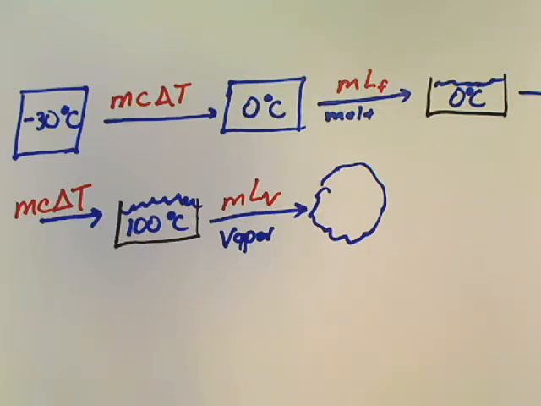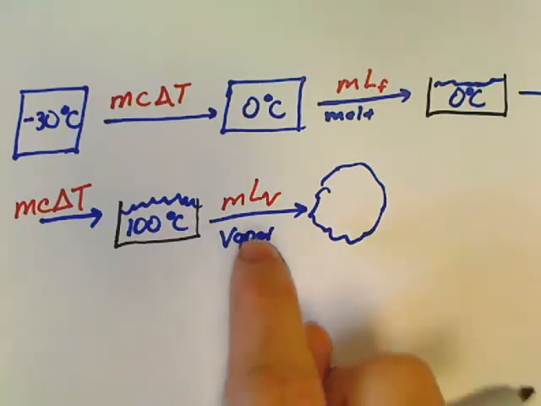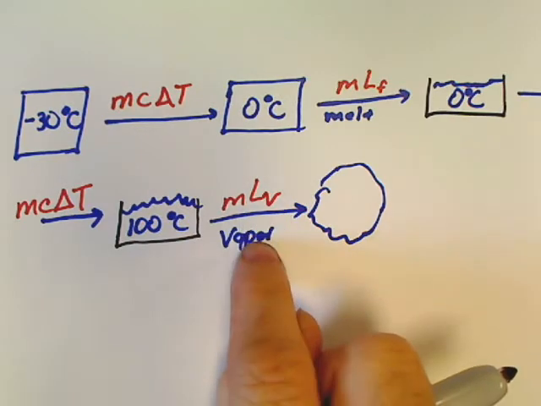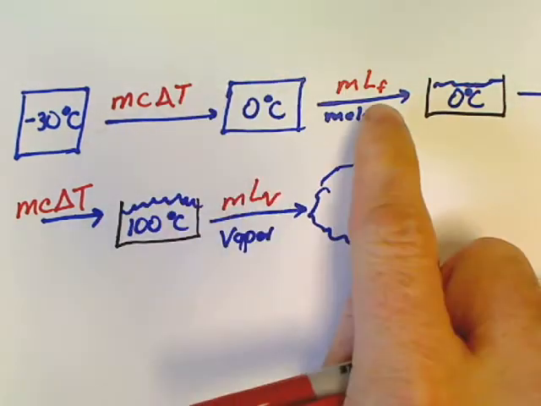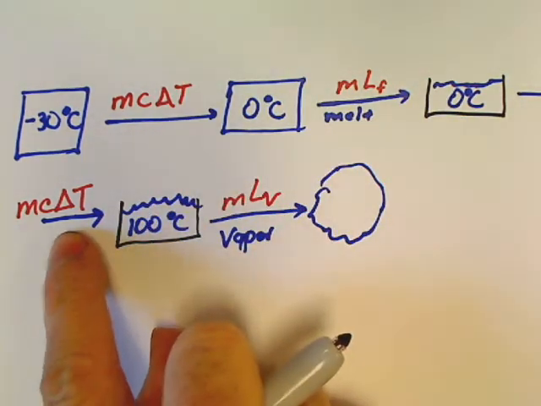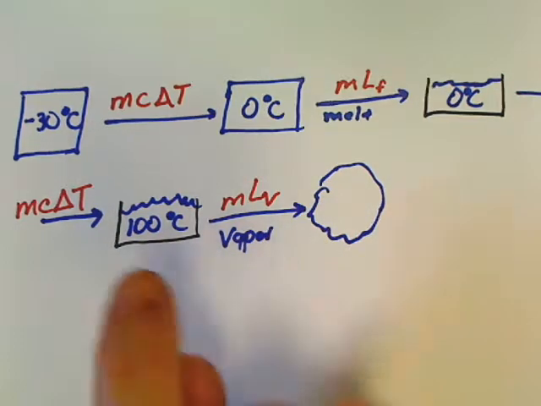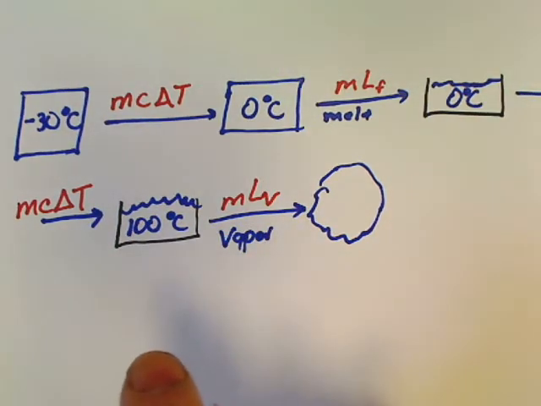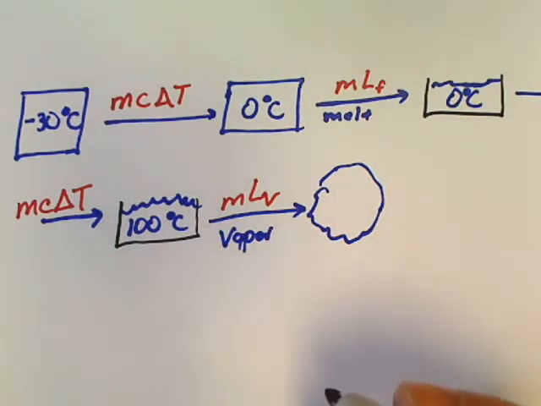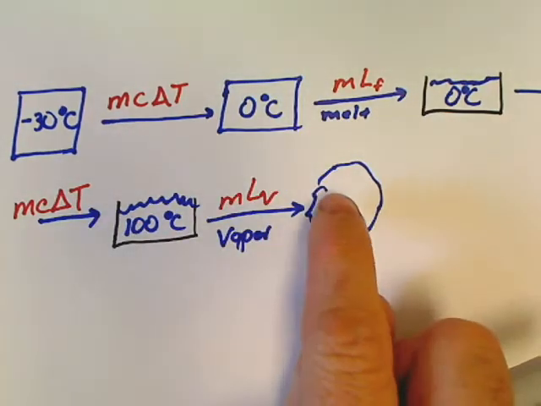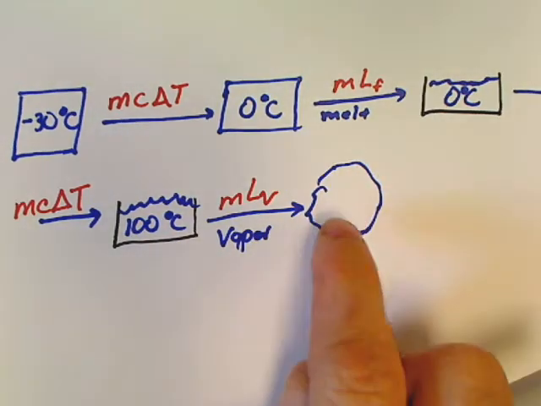Now, this would be a great question here. Sometimes you'll get lucky and the problem will stop right there. MC delta T plus MLF plus MC delta T plus MLV. And the problem's over and done. You plug in all these numbers and you get an answer right here. Sometimes, though, the problem wants you to go a step further. They actually want you to heat up the steam.